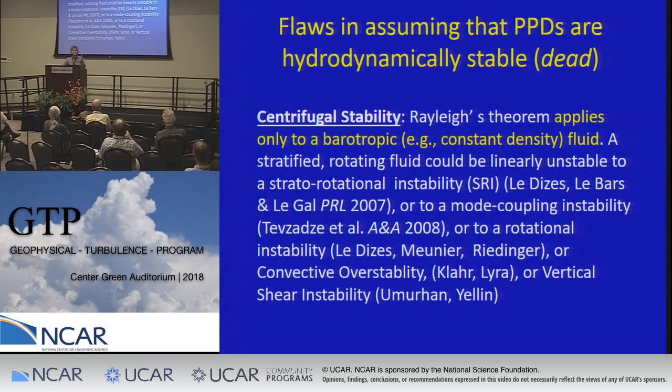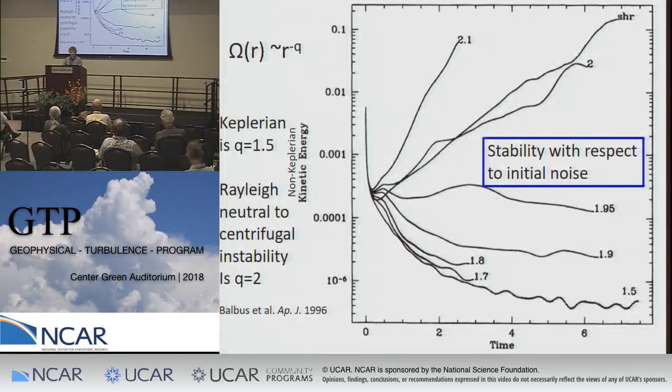a lot of people have written down equations of motion that give you purely hydrodynamic instabilities in a disk that would not be unstable according to Lord Rayleigh. So there are stratorotational instabilities, mode coupling instabilities, rotational instabilities, convective overstabilities, which you've heard about, vertical shear instabilities, and I'm going to talk about this purely hydrodynamic zombie instability.